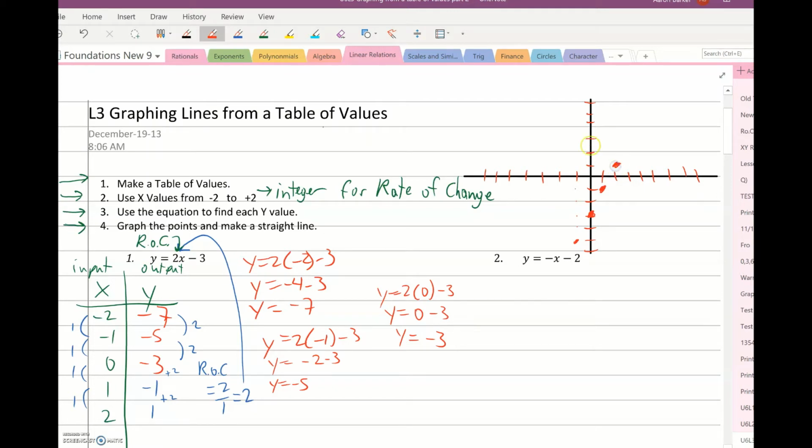And now I have enough points to make a line, so I'm going to use this new device called a ruler.